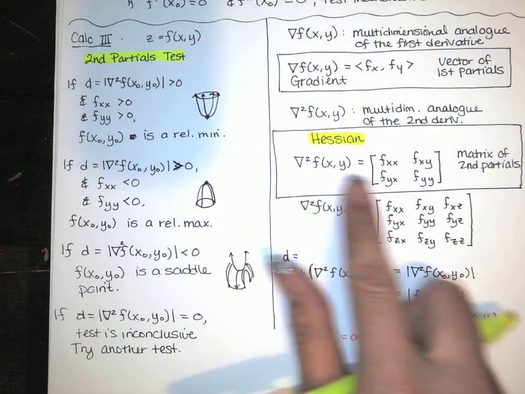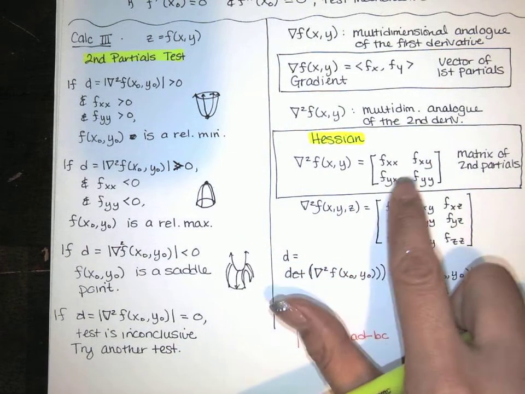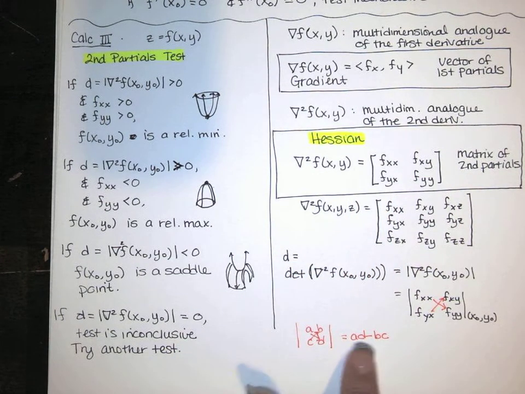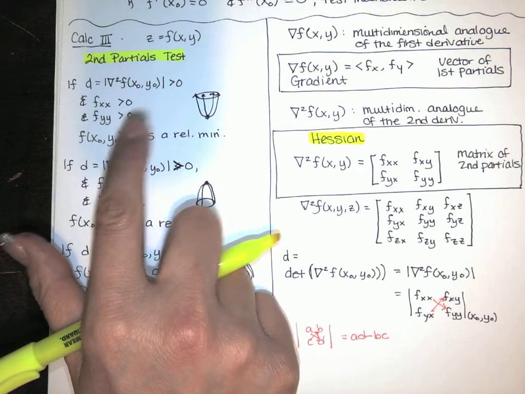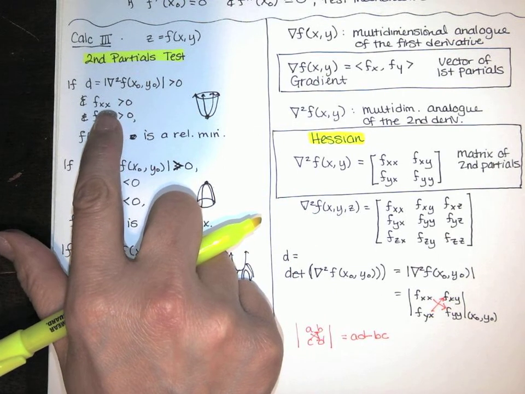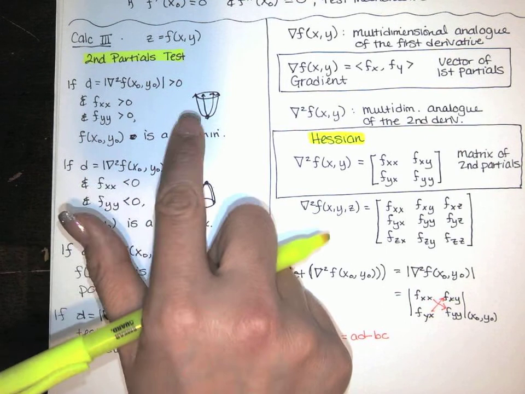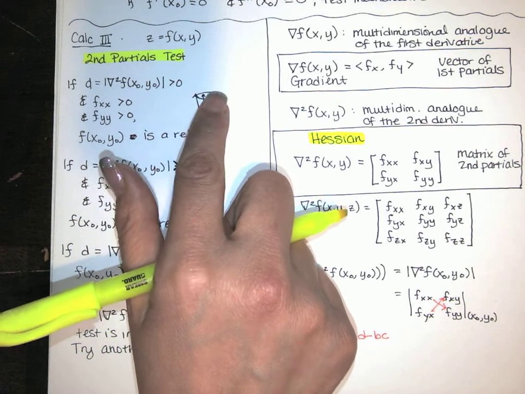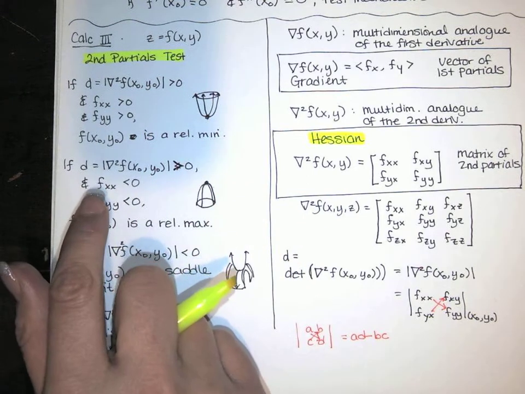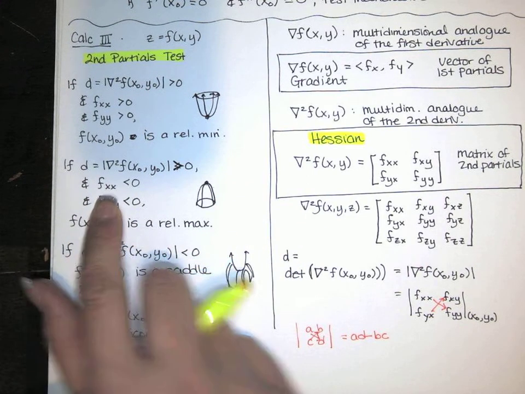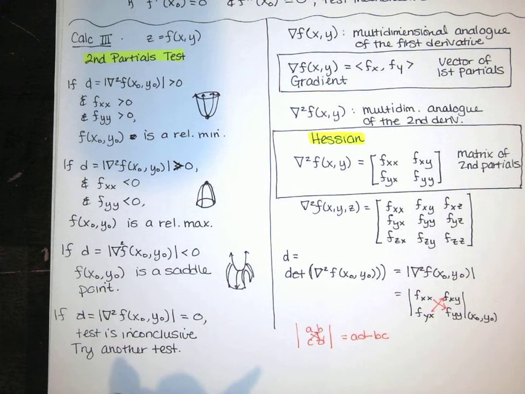Because we have a function of 2 variables, the Hessian is a 2 by 2, so you just multiply across this diagonal and subtract, and that's going to give you a number. If that number d is greater than 0, and the second partial with respect to x and the second partial with respect to y are both positive, it's concave up in the x direction, concave up in the y direction, and you're at a min. If d is positive and both of these second partials are negative, it's concave down in the x direction and concave down in the y direction, so you're at a max.